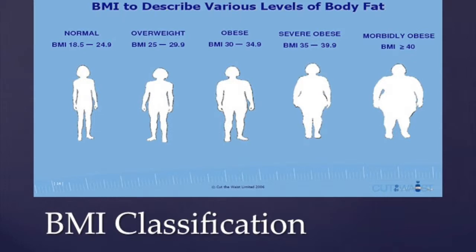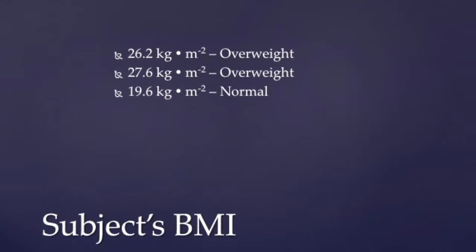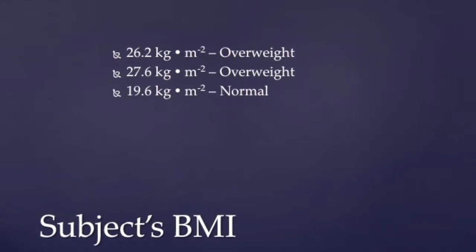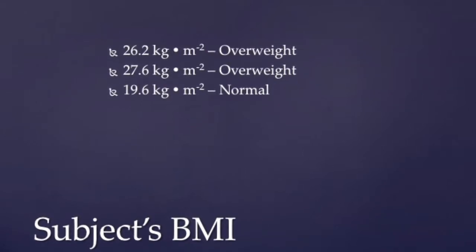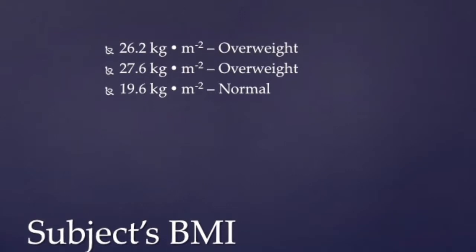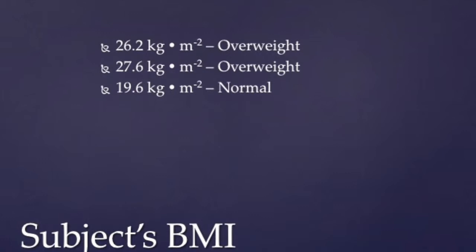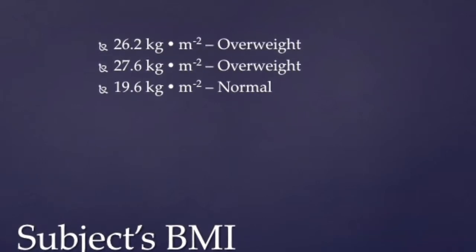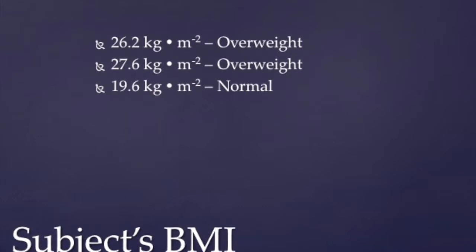Here's a look at BMIs that I calculated. The first subject would be considered overweight, just like the second subject, because both of these people fall in the 25 to 29.9 category. Now the third subject was in the normal range. Now sit back and relax, stretch out a little bit, and watch this short clip.